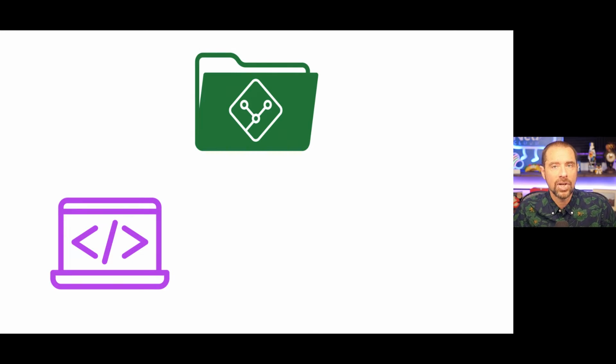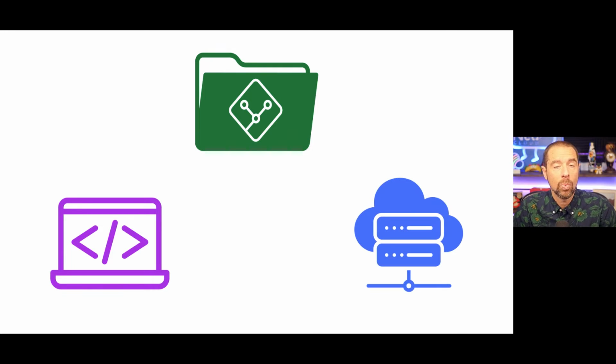Why don't we walk through a workflow of what it would look like to do continuous integration with infrastructure as code? In a typical workflow, we have a few different components. Let's start with the version control repository, because that's probably the most important part of everything. We're also going to have a workstation where we're doing our local code development and a target environment where our resources are going to be deployed.